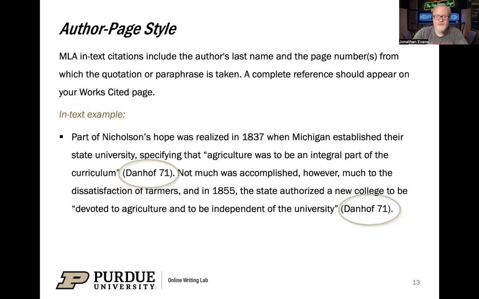Now, these can take us several different ways, by the way, before I move on here. If, for example, I'd used Danhoff earlier in the introduction to the quotation, I could have simply put the page number here. There are a couple of variations, but this is the most common one. And if you didn't have a page number, it would simply be a last name in this case. This is when we have author's last name and page numbers.